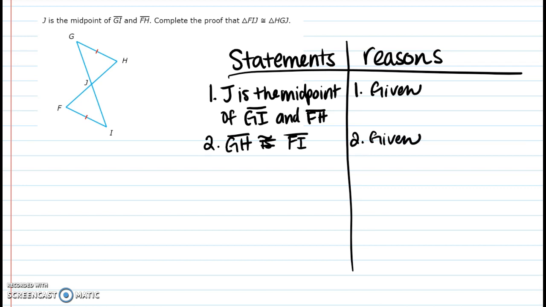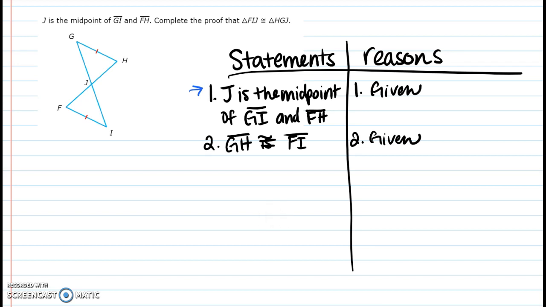I'm trying to show that FIJ is congruent to HGJ. And so I'm basically going to have to use this idea here that J is the midpoint of both GI and FH in order to show my congruence there.